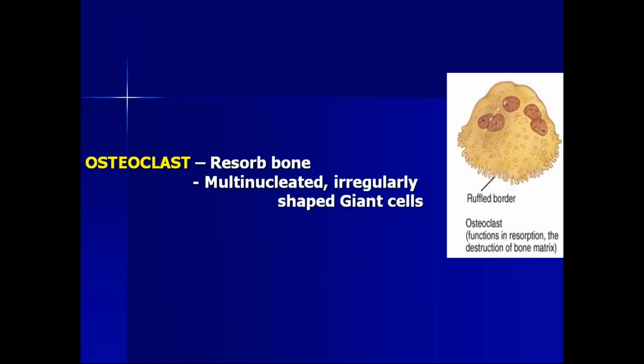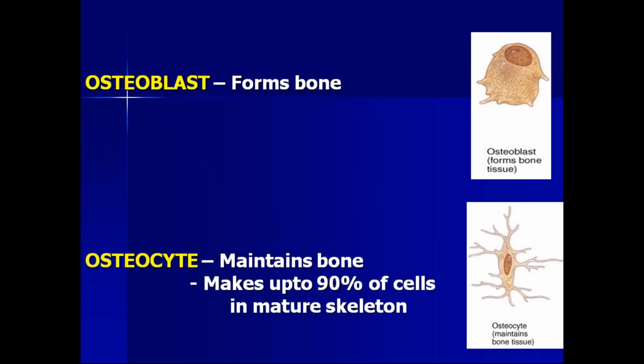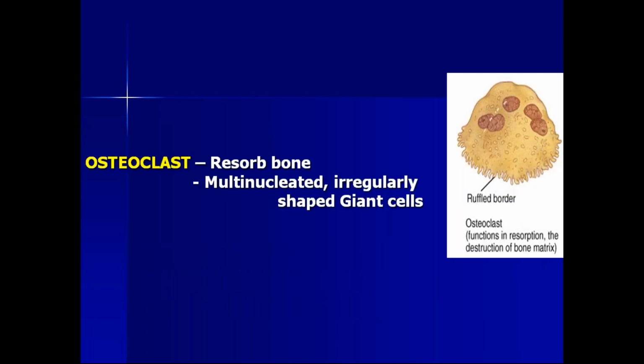Osteoclast is the cell that resorbs the bone. It is multinucleated, with irregularly shaped giant cells. You also have a ruffled border, which is the histological landmark or identification for the osteoclast. Again, I will repeat: osteoblast forms bone. Osteocyte is the inactive cell which only maintains the skeletal structure, and osteoclast is for resorption of the bone. This is important. You should be clear on this.